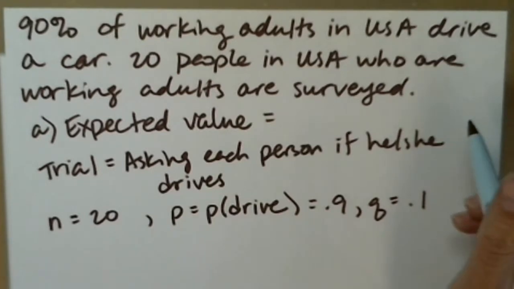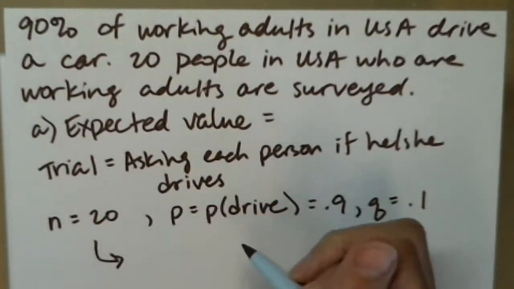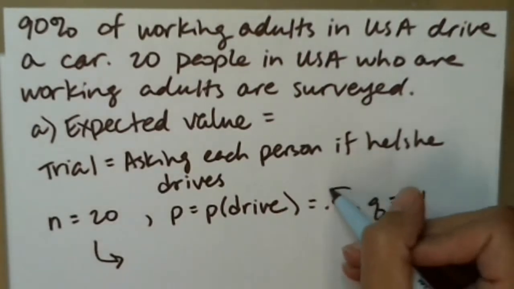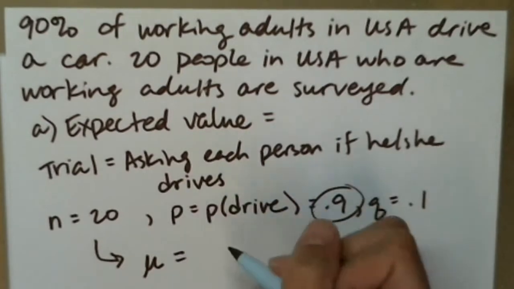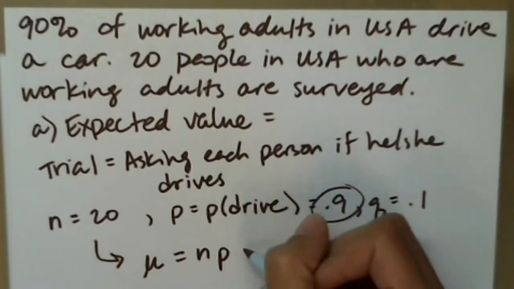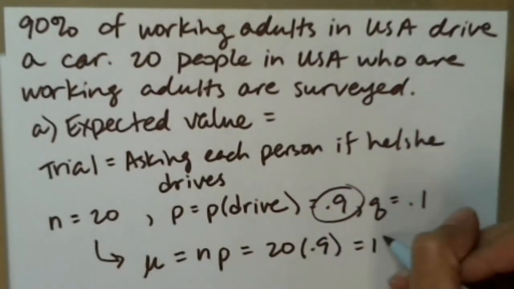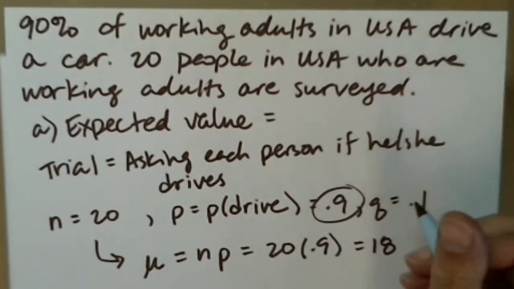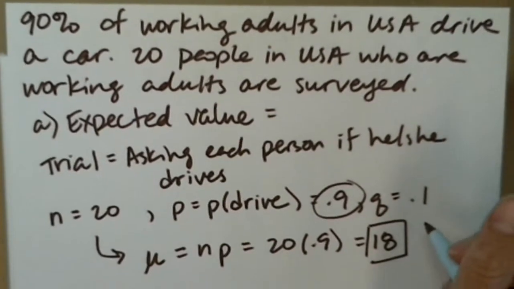To figure out the expected value, we have 20 people. And of those 20 people, we're expecting that 90% drive. So the expected value is N times P, which would be 20 times 0.9, or 18 people. So our expected value is that 18 out of the 20 drive.